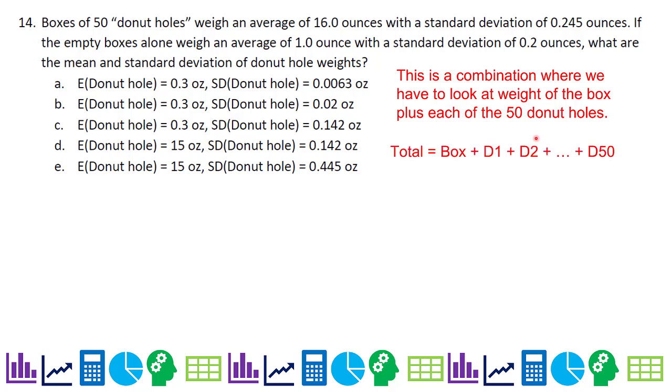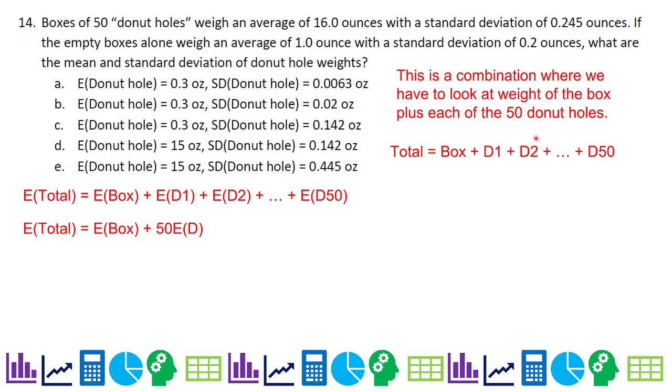So my total weight is the box plus donut hole 1 plus donut hole 2, etc., all the way to donut hole 50. If I'm going to do expected value, I can do expected value for the box plus donut hole 1 plus donut hole 2, etc. Well, those donut holes should have the same expected value, which is just for one donut hole. And what I can do is substitute in what I know. Expected total weight is 16. The expected weight for the box is 1. So 15 is equal to 50 times the expected weight of one donut hole, divided by 50, and we get 0.3.